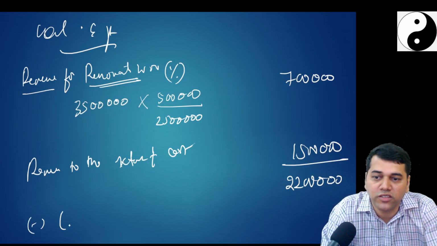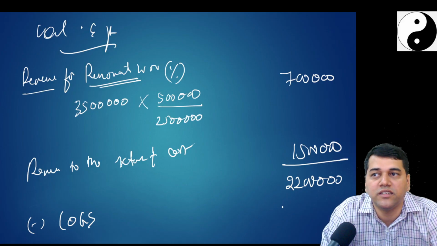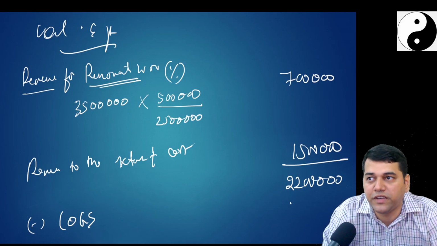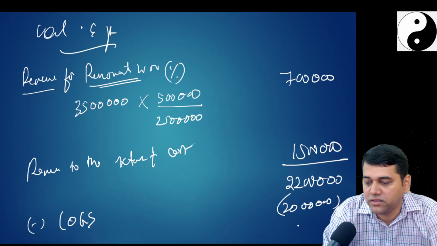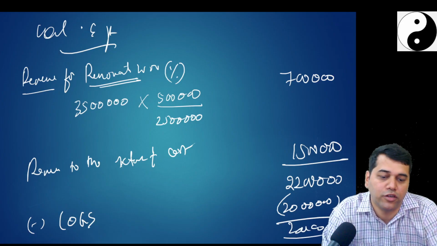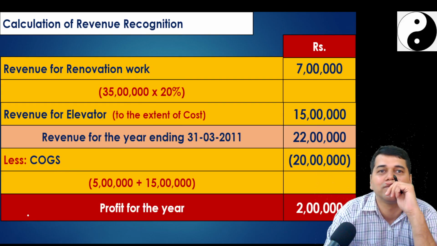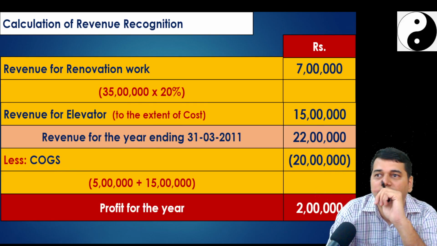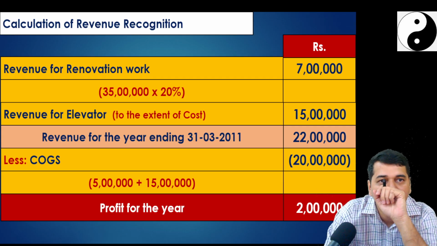Minus, what are your costs? How much cost did you incur till date? 20, 15 plus 5. And your profit is 2 lakhs. Have you understood this? Now it should be very perfect to you. This should be very clear to you. Why am I doing this?